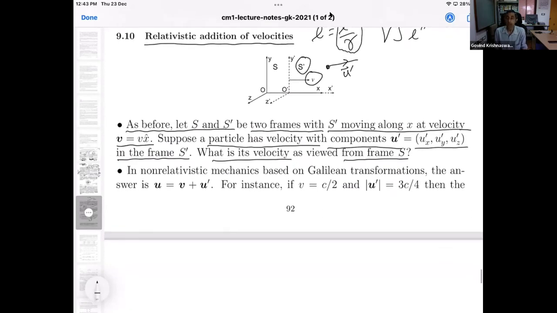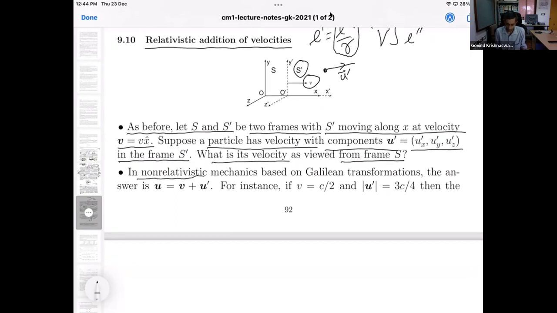Now, we can first answer this question in Galilean relativity, in non-relativistic mechanics, based on Galilean transformations. The answer is very simple. What you believe is that the velocity as viewed from S is equal to the velocity as viewed from S prime plus the relative velocity between the frames, which was V. S prime moves at V relative to S. So this is the relative velocity, and you just add them, and you will get the velocity as seen by S.